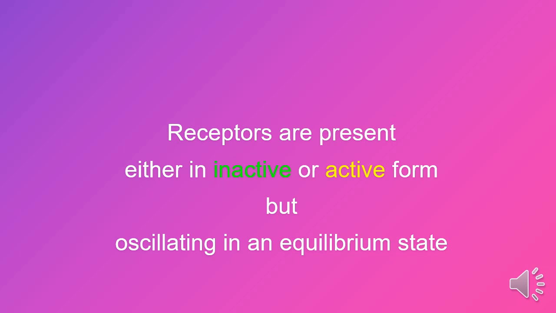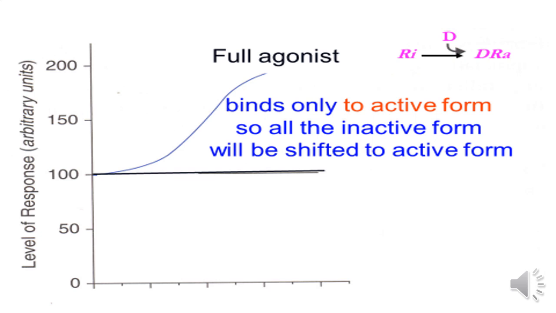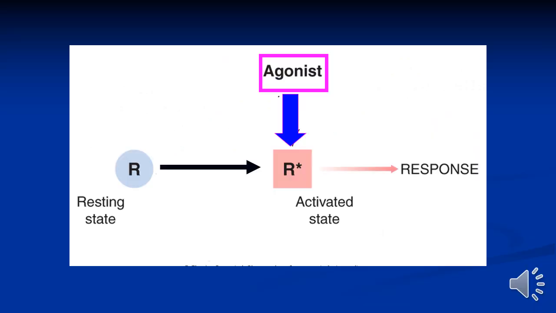Receptors are present either in inactive or active form, but oscillating in an equilibrium state, already discussed with Dr. Fariha and Madam Sir. Let's see. A full agonist binds only to the active form, so all the inactive form will be shifted to active form. And we can say that the maximum number of receptors are bound. So, of course, all the receptors have shifted to active form from inactive form.